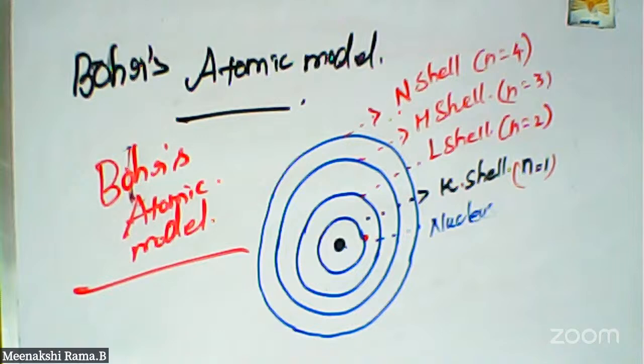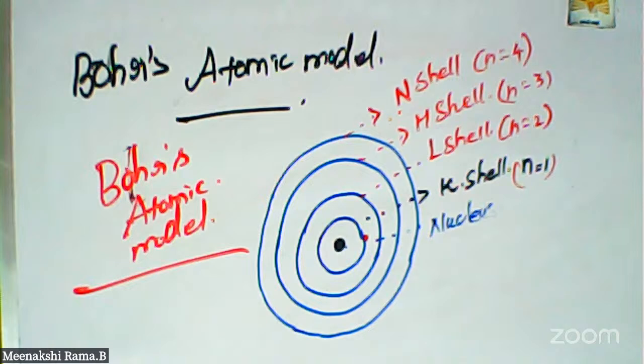Okay. So what are the limitations of the Bohr model? It was applicable only to hydrogen and hydrogen-like ions, for example hydrogen, lithium, beryllium, like that. So this Bohr atomic model is also not acceptable.